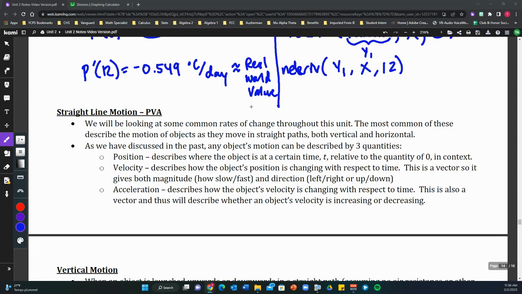As we discussed in the past, any object's motion can be described by three quantities. We have position. That is describing where the object is at a certain time, t, relative to the quantity of 0, in context. So is an object to the right of its starting point at 0, to the left, and so on, or is it above the ground, below the ground, that kind of thing. When we talk about position, depending on whether we're measuring vertical or horizontal motion, with vertical motion we tend to use S of t.